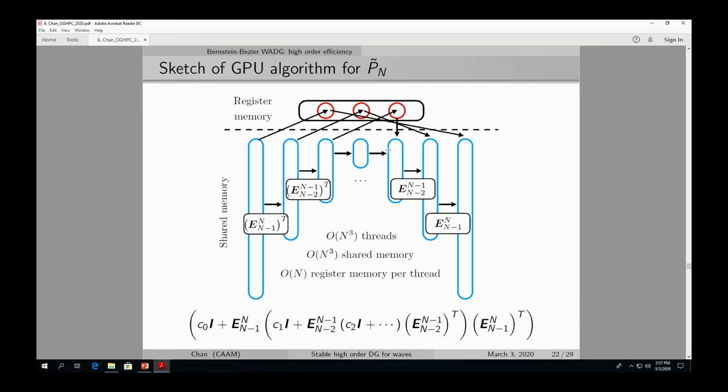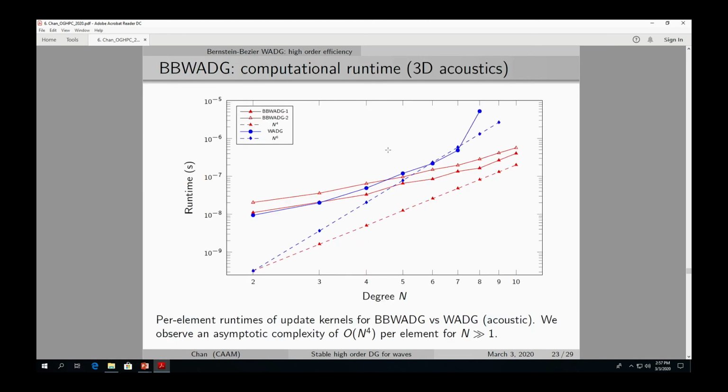And a little sketch of our algorithm for the GPU, we basically have something that doesn't look like it would do super well in a streaming architecture, but it balances the use of register memory, shared memory. It tries to minimize the number of memory accesses at every single step. And if you actually look at the scaling of the runtime, it delivers what we expected.